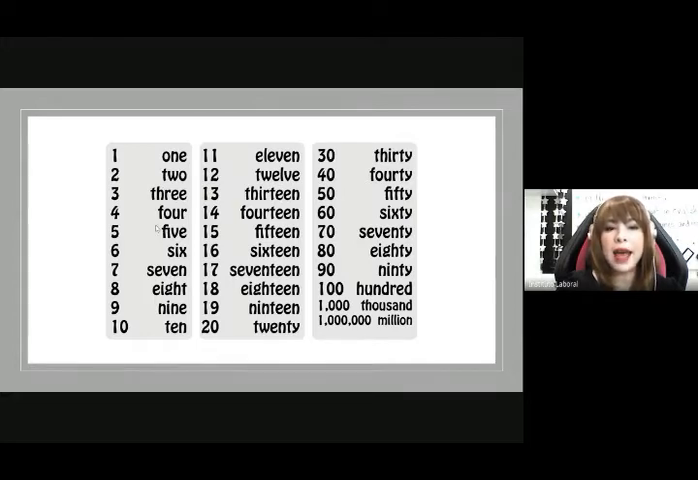8, 9, and 10. Repeat after me. 1, 2, 3, 4, 5, 6, 7, 8, 9, and 10. Once you master the first 10 numbers, it is easy to remember the rest of the numbers.